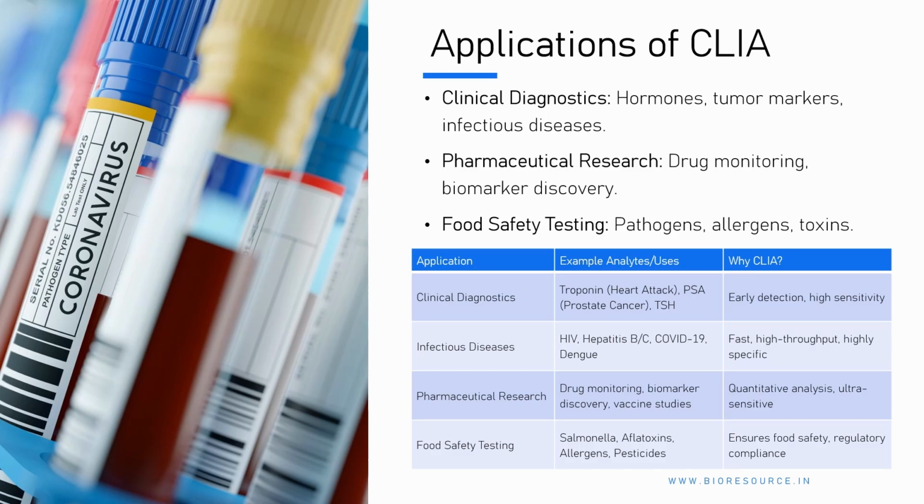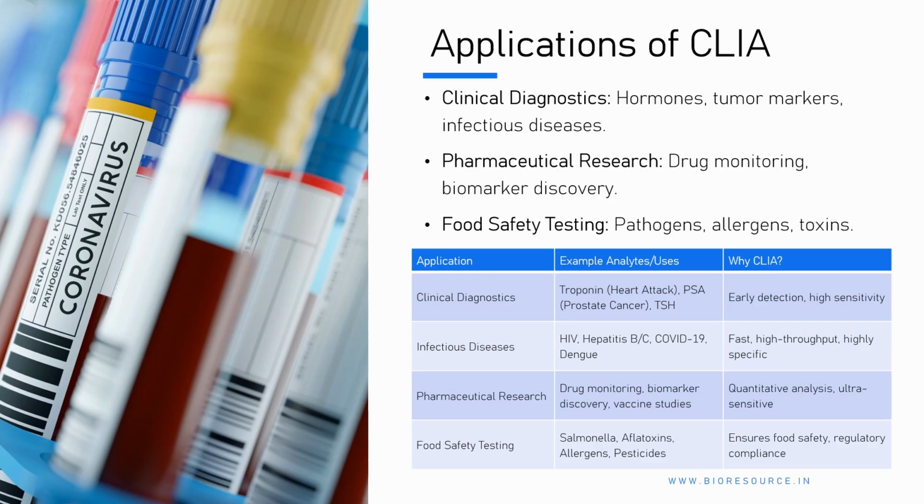So it is also used in infectious disease detection. It is for pathogen detection, particularly in viral and bacterial infection, where early and accurate diagnosis is critical. It is used in HIV testing, hepatitis B and C testing, COVID-19 testing, and other infectious disease testing like dengue, Zika, and chikungunya. The rapid detection and high throughput testing make it very ideal for large-scale disease screening.